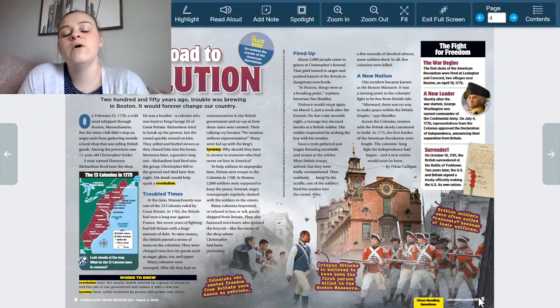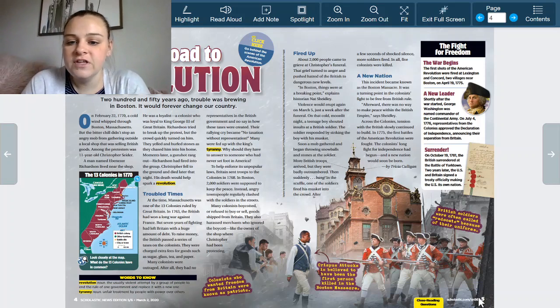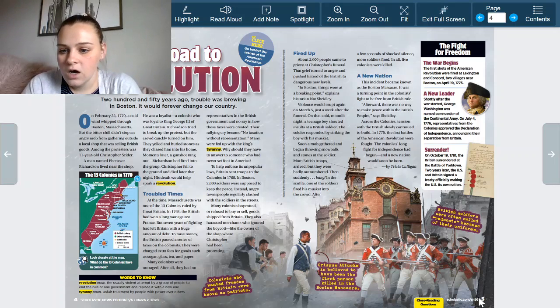So, the Road to Revolution. 250 years ago, trouble was brewing in Boston. It would forever change our country. On February 22nd, 1770, a cold wind whipped through Boston, Massachusetts. But the bitter chill didn't stop an angry mob from gathering outside a local shop that was selling British goods. Among the protesters was 11-year-old Christopher Seider. A man named Ebenezer Richardson lived near the shop.